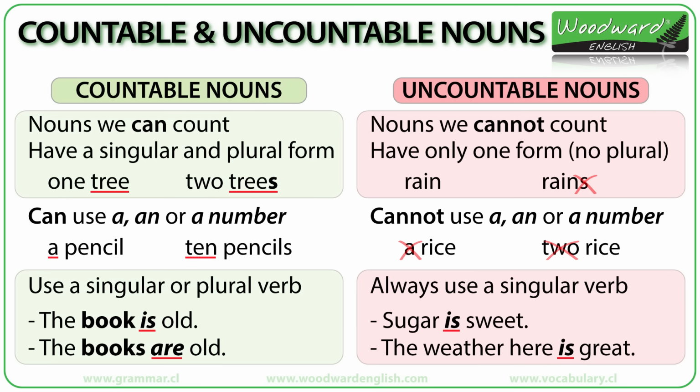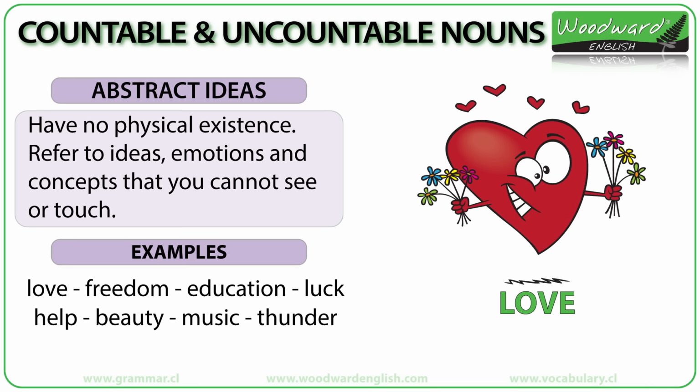So what nouns are normally uncountable? Let's have a look. Abstract ideas are uncountable nouns. Abstract nouns have no physical existence. They refer to ideas, emotions, and concepts that we cannot see or touch.